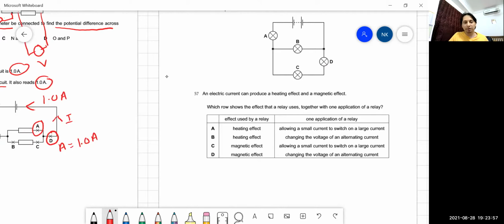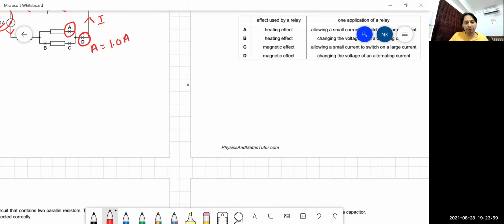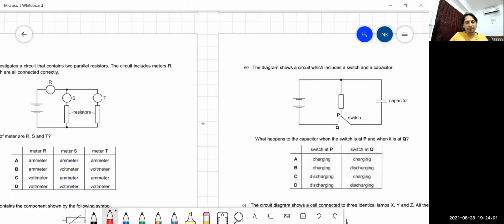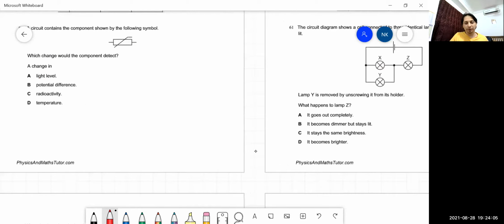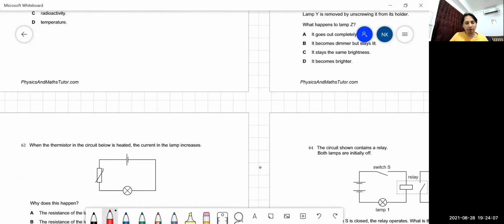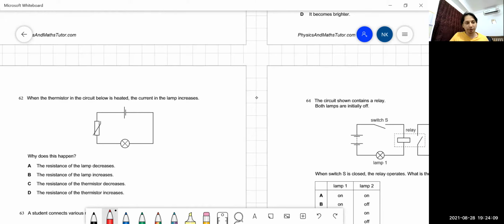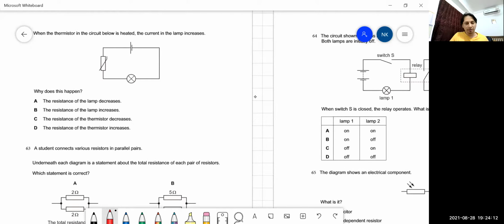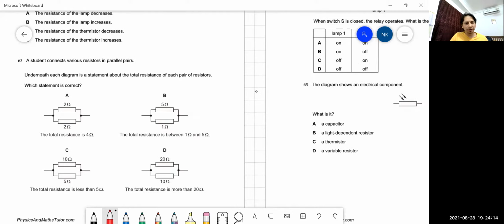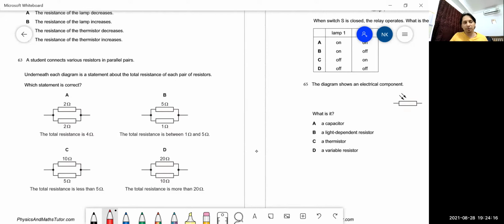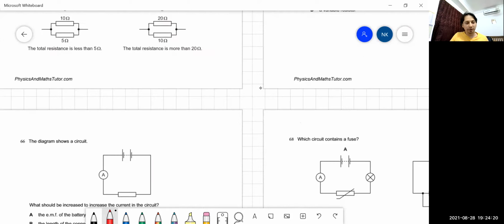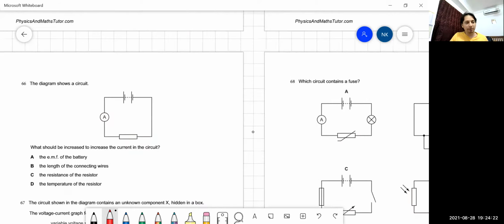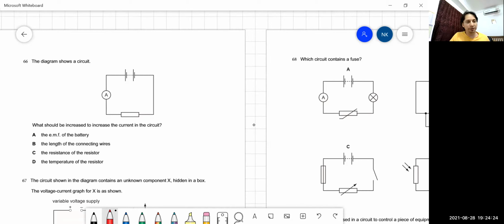Some more important questions, let me find out, children. Just some questions you practice by yourself. I don't want to make this video so long and lengthy. Question number 63 we already discussed this type of question, so I want to skip this one right now. You practice by yourself. And in question number 66, the diagram shows a circuit.